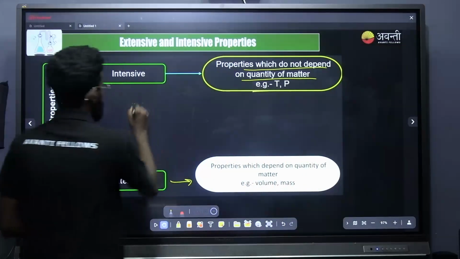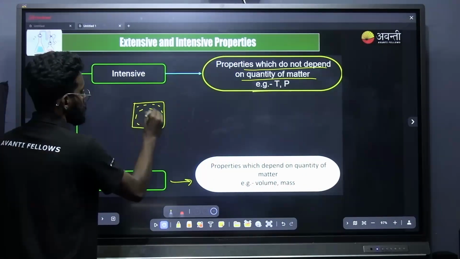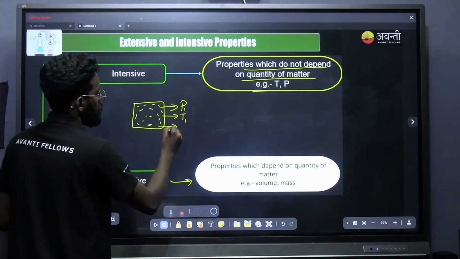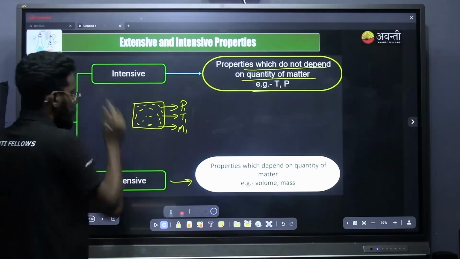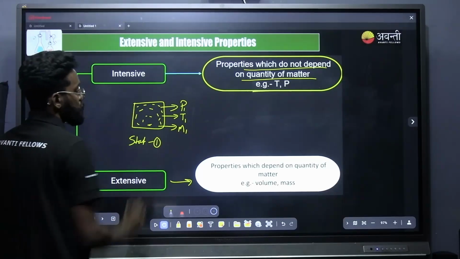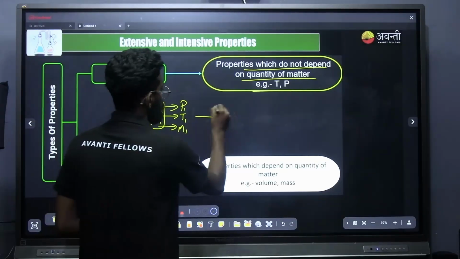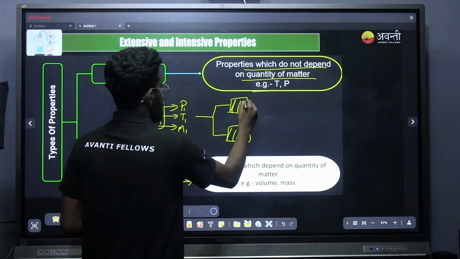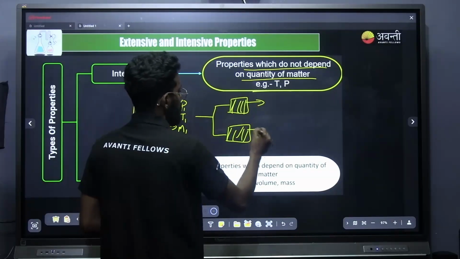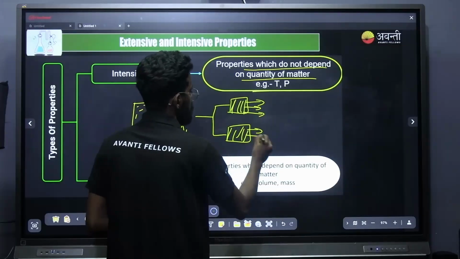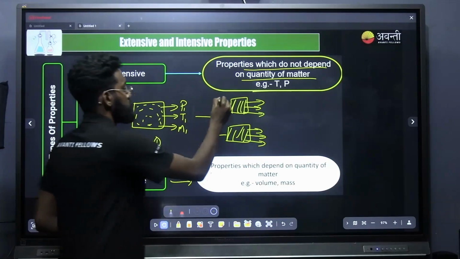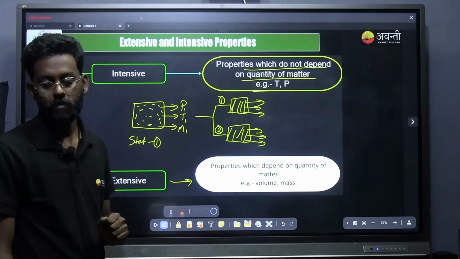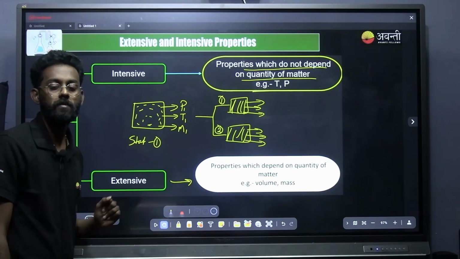Let me give a quick example. I am taking a container which has some gas particles defined by the state parameters pressure P1, temperature T1, mass M1. Okay, this is state 1. Now what I am going to do is divide it into two equal parts. Now tell me what is the pressure of this system, what is the temperature and what is the mass. What is the pressure of the first piece? Please respond.